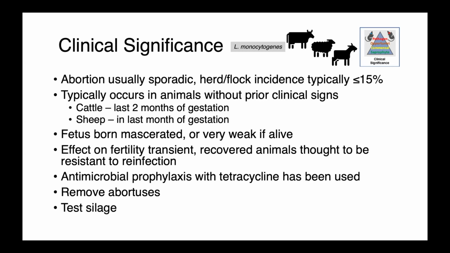In herds or flocks where we see abortion, antimicrobial prophylaxis of in-contact animals with tetracycline has been used. Really important management strategies also include removing the abortuses. You want to remove that infectious material and prevent exposure through that route, and also to test the silage to make sure that we don't have living Listeria monocytogenes present.